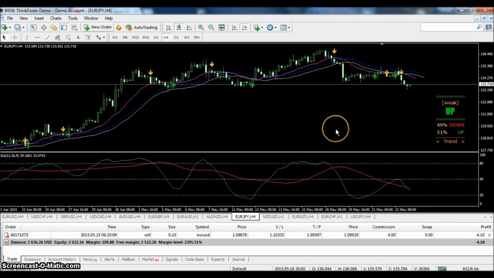I'm not really seeing anything else here, but our balance is $2,636.26. We were at $2,751. So like I said, it's right around $120, something like that. Failed math. So anyways, we're not doing too bad considering all that profit that I made previous to this.